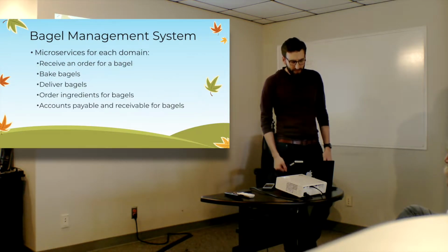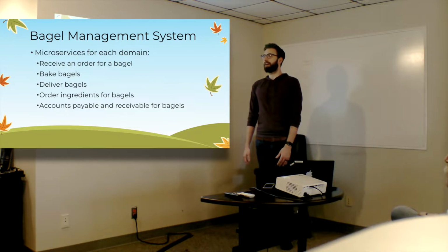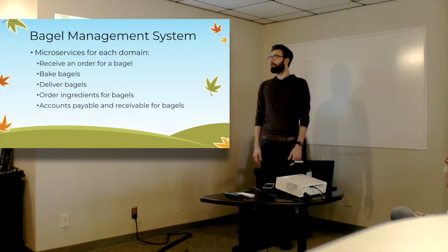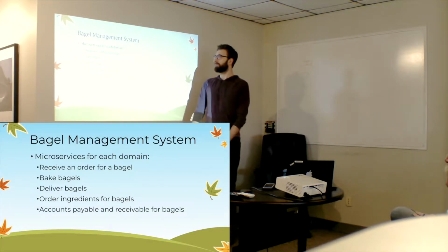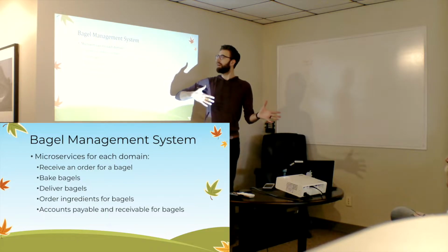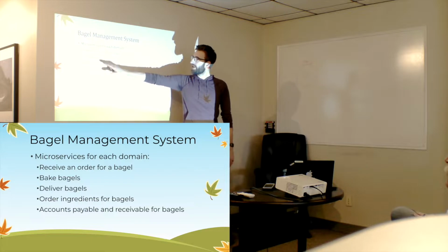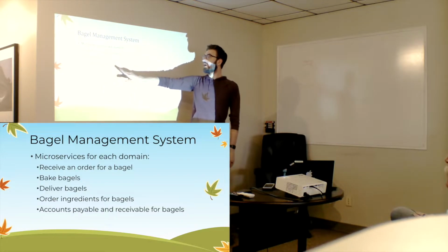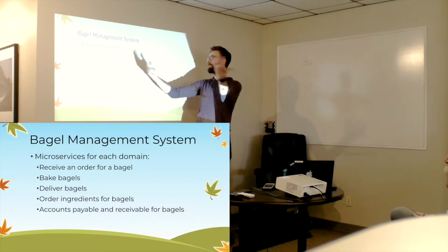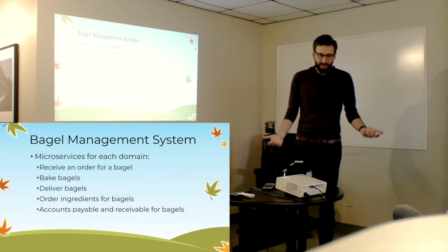So just for the sake of argument, I came up with a mythical application called a bagel management system. And this management system would be a set of microservices. So we're going to have one microservice per domain. It'll be able to receive a bagel, bake a bagel, deliver a bagel, order the ingredients for bagels, and then, for Melissa, accounts payable and receivable. Because, you make bagels, you got to get paid somehow.